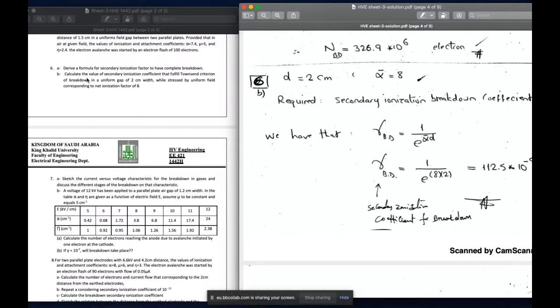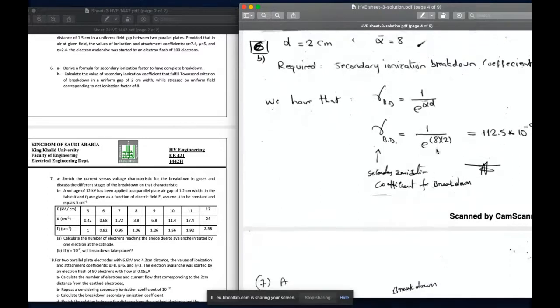Now coming to the second part, calculate the value of secondary ionization coefficient that fulfills the Townsend criterion for breakdown in a uniform gap of 2 cm, while tested by a uniform field corresponding to net ionization factor of 8. So here alpha bar is given as 8 and distance is given as 2 cm. We have to calculate gamma BD. So gamma BD will be 1 by e power alpha bar d. If you substitute the values here, you will get gamma BD, that is the secondary ionization coefficient for breakdown, as 112.5 into 10 power 9.